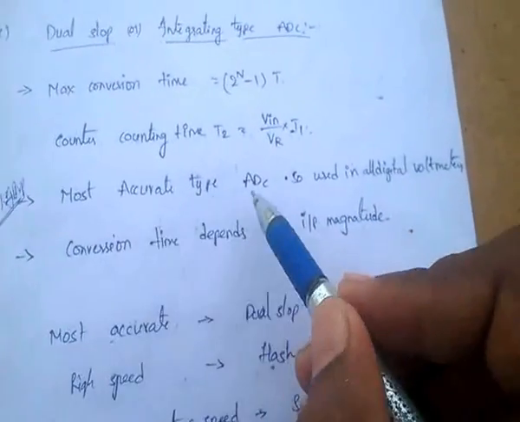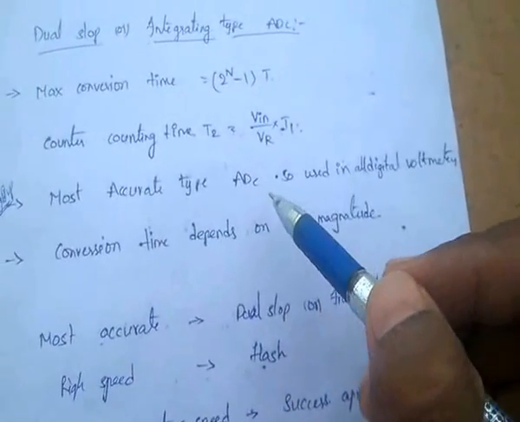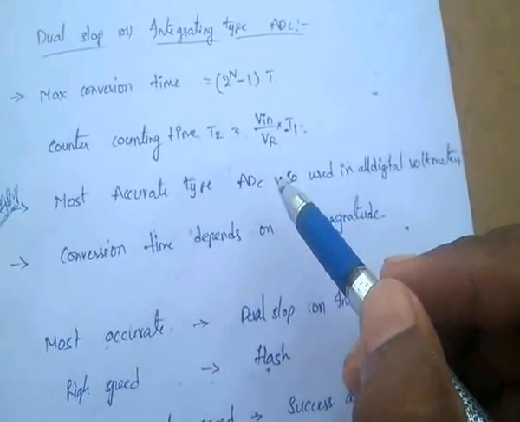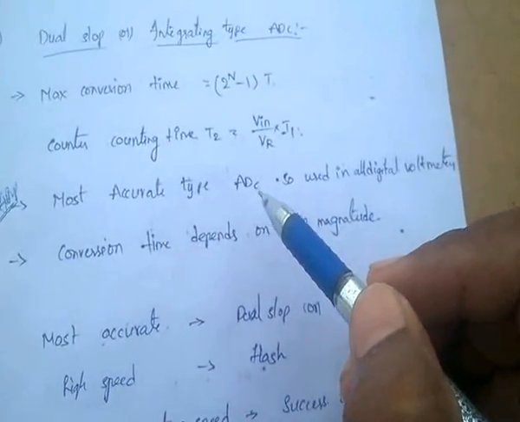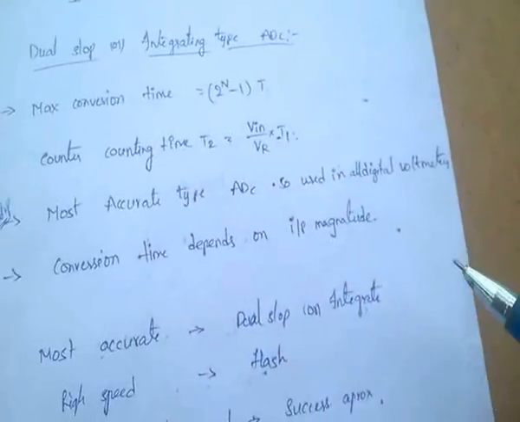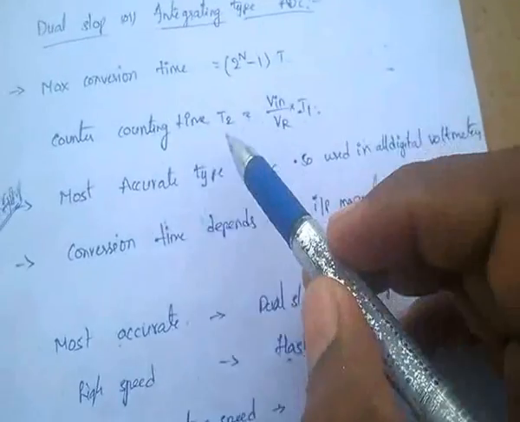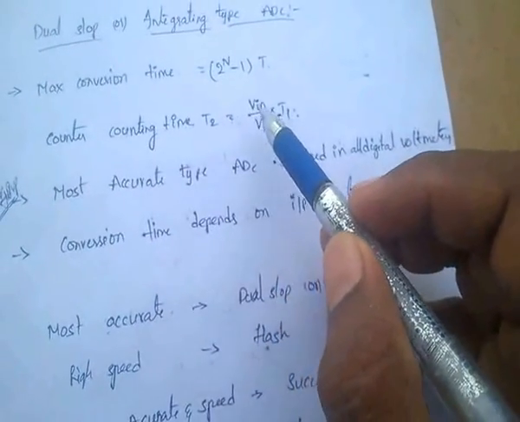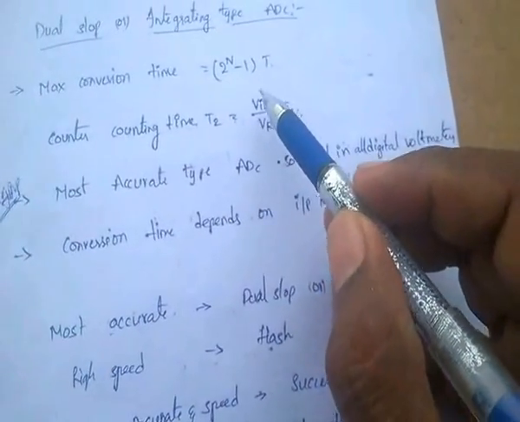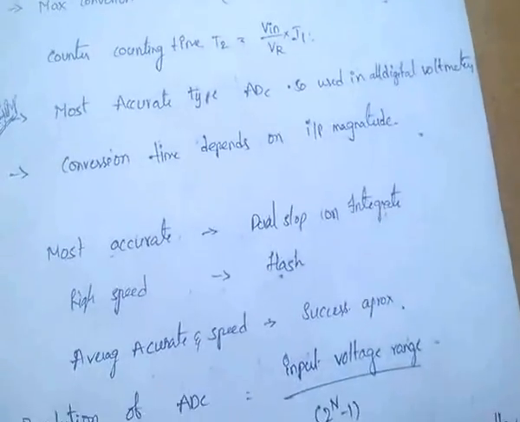So that's why these ADCs are used in digital voltmeters. The ADC which is used for digital voltmeters is nothing but dual slope or integrating type ADC. Very very important. Conversion time depends upon input magnitude, because the counting time T2 equals V input by VR into T1. That means it depends upon input voltage magnitude.